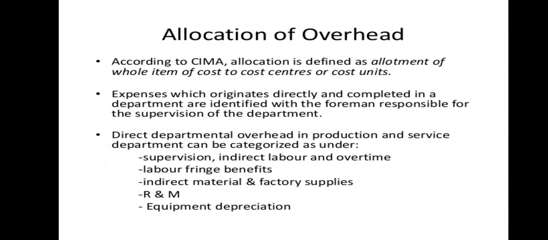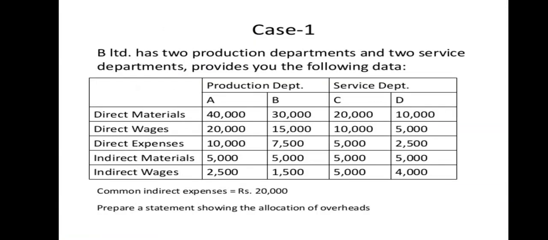Next one, direct departmental overhead in production and service departments can be categorized as under. So students, you need to remember how the overheads are categorized department wise: supervision, indirect labor and overtime, labor fringe benefits, indirect material and factory supplies, research and management, equipment department.